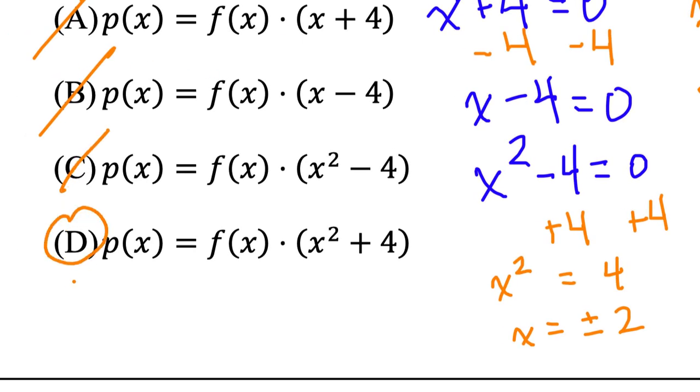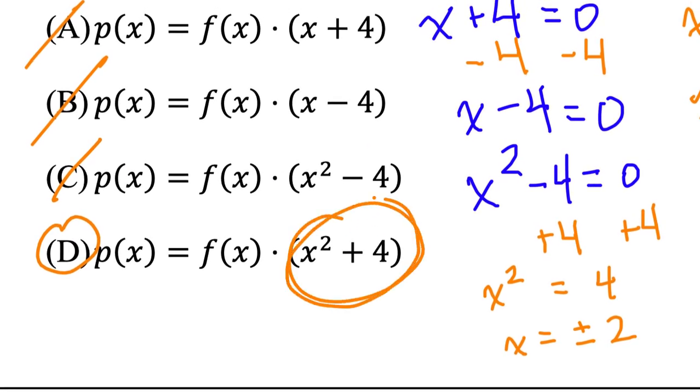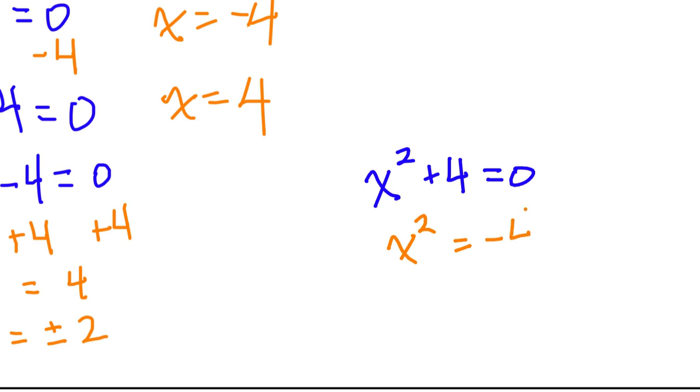Let me explain why it is D. Let's set x squared plus 4 equal to 0. Subtract 4 on both sides. x squared is equal to negative 4. Hold the phone. Check this out. Anything squared is always positive. This will never happen. The answer here is does not exist.